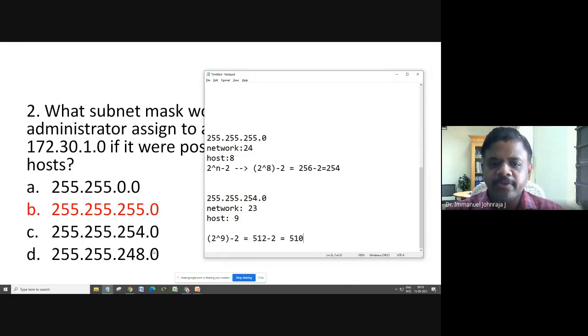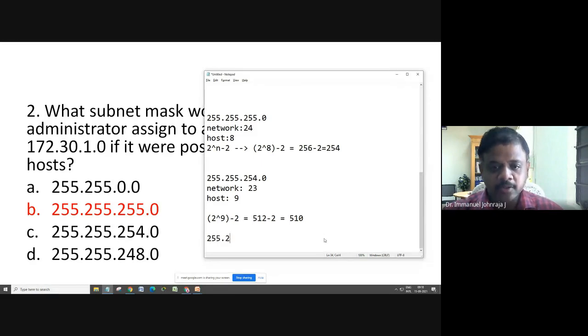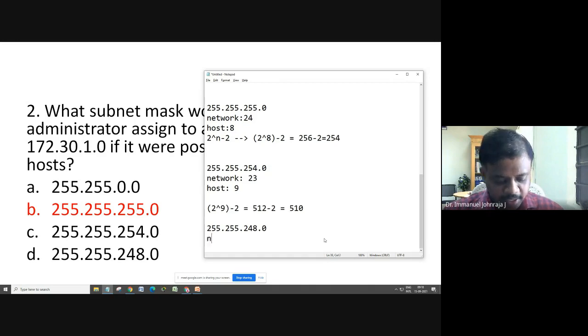Similarly, you can go for this. If it is 248, 255.255.248.0, it indicates with the network.